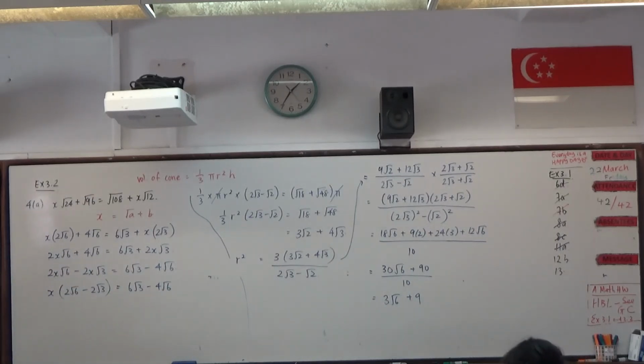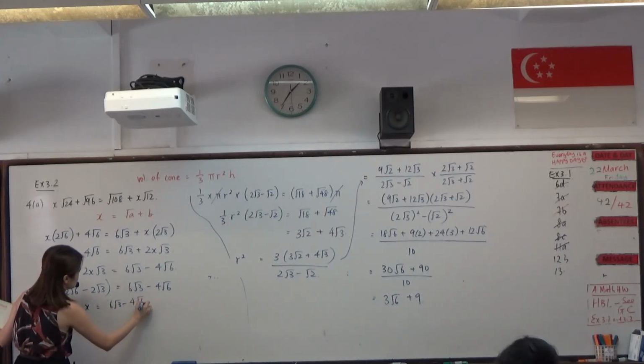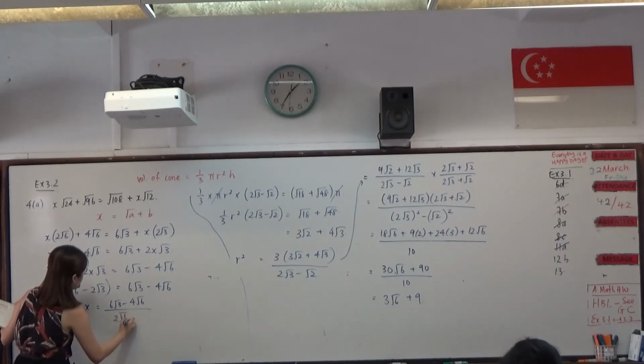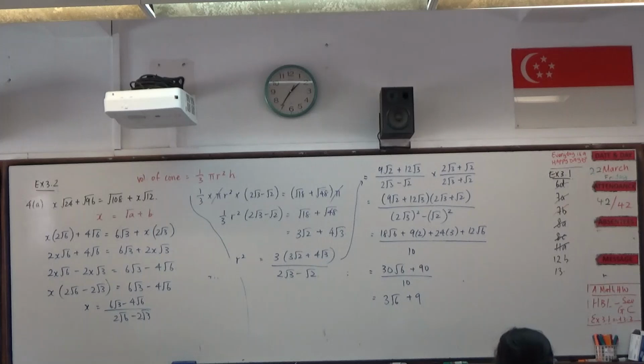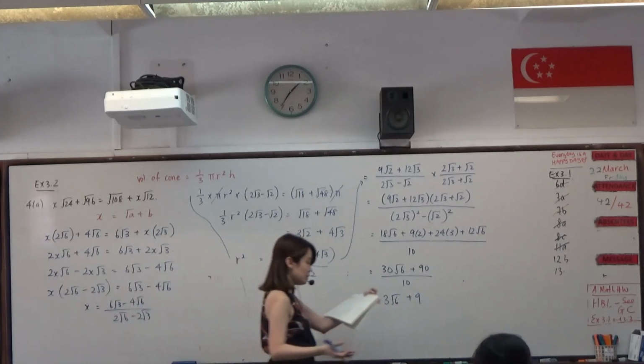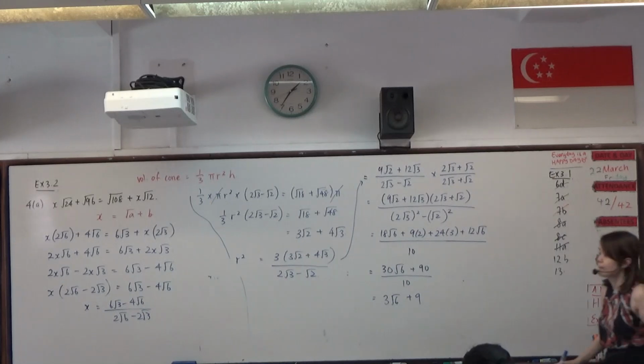Okay? Then I need to find x. So I just divide this over. Then the next step will just be rationalizing. So I will do that rationalization. You will get square root 2 minus 1. That's your answer.